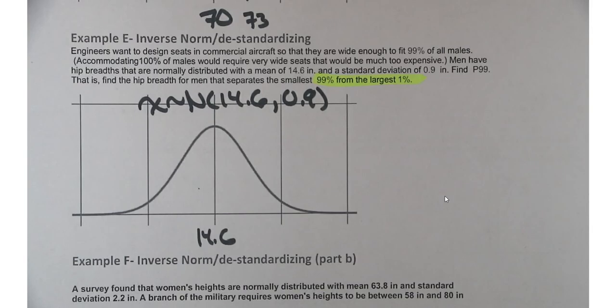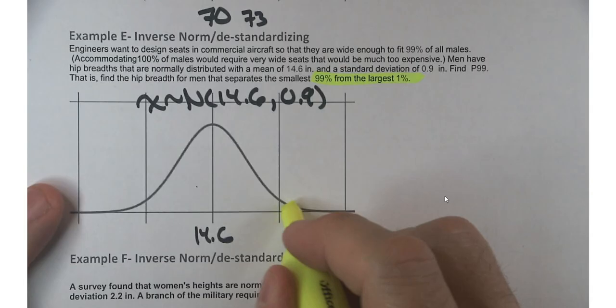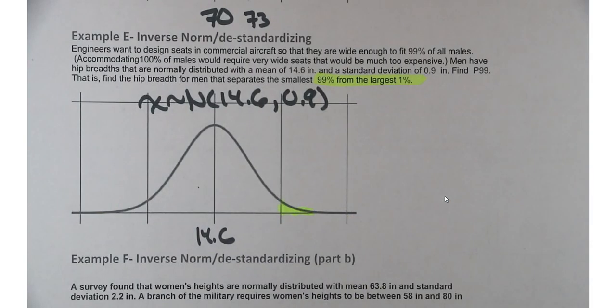Where do I expect the 99th percentile, in the right tail or the left tail? Yeah, it's going to be someplace out here, far in the right tail. So when we calculate our value for the 99th percentile, do we expect something greater than 14.6 or less than 14.6?